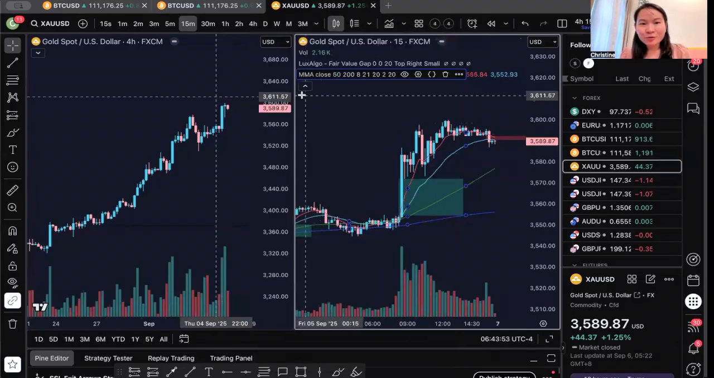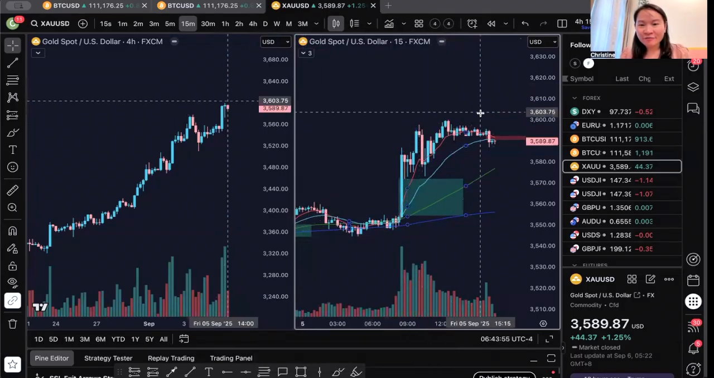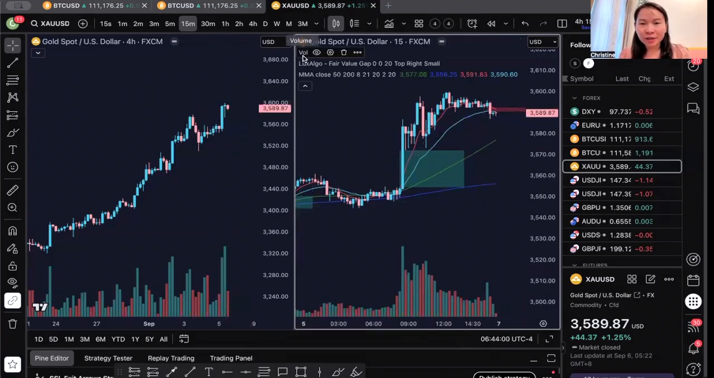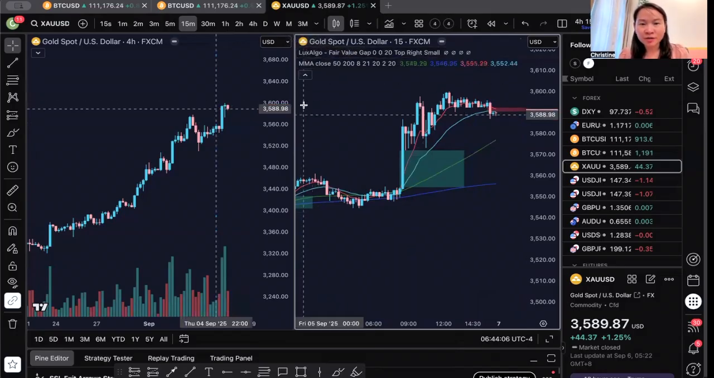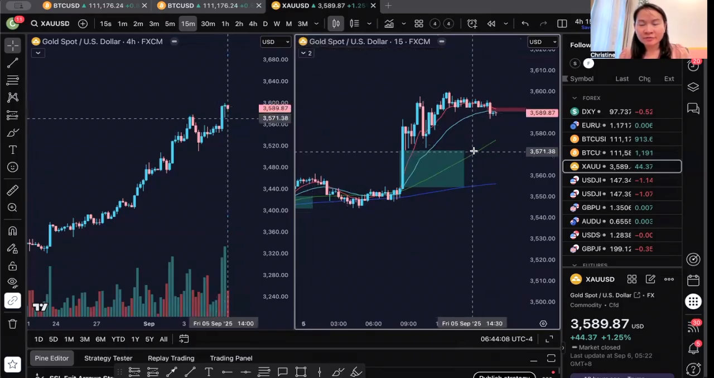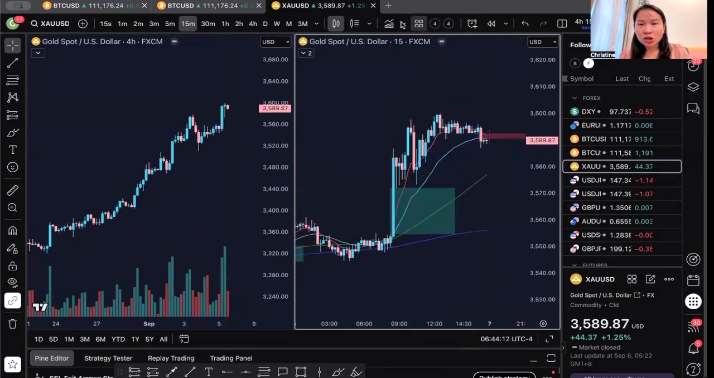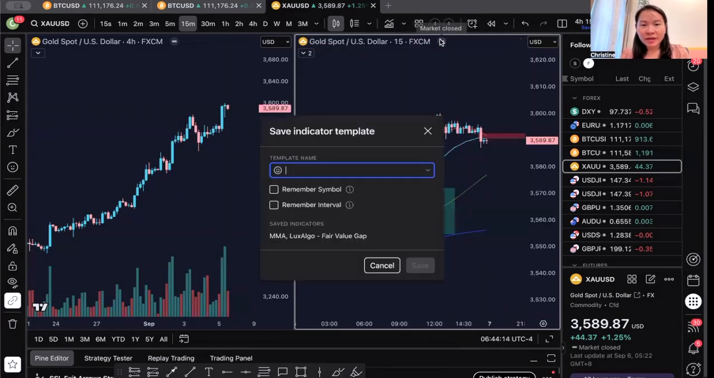Okay, so over here, I have the indicators done. Just if you have a free TradingView plan, you can only have up to 2 indicators, then you might not even need the volume. But if you can have that, that's fine too. So let's say you have just these 2 indicators. You can save it as a template and call it FEG plus MA.